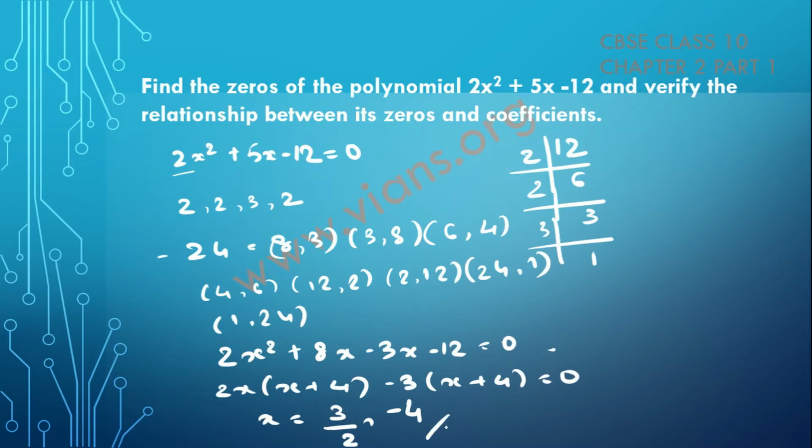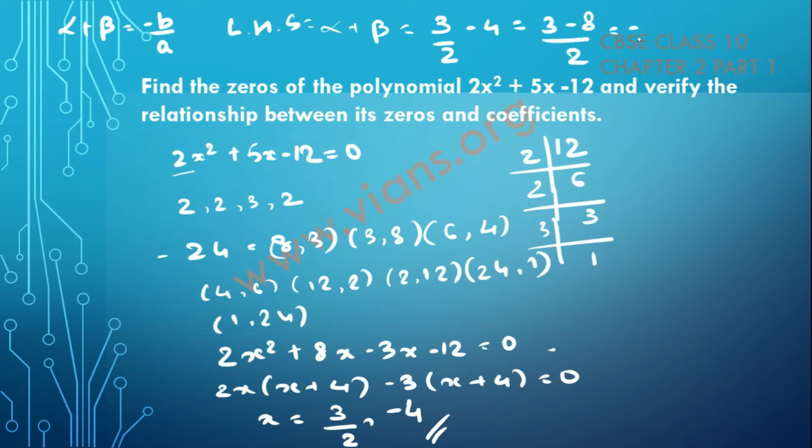So these are the zeros of this particular equation. Now let's find the coefficient. To verify the relationship between the zeros, we know that alpha plus beta is equal to minus b by a. So the LHS, alpha plus beta, can be taken as 3 by 2 minus 4. That's 4 2s are 8, so 3 minus 8 by 2, that's minus 5 by 2. Now the RHS is nothing but minus b by a, which is minus 5 by 2. So LHS is equal to RHS, hence verified.